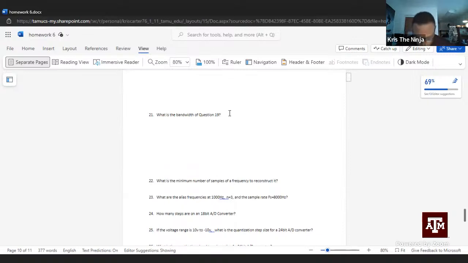Bandwidth is Q equals F center over bandwidth. So then you just rearrange it. So you have F center over Q equals the bandwidth. So 6,000 over 8 is 750 hertz.